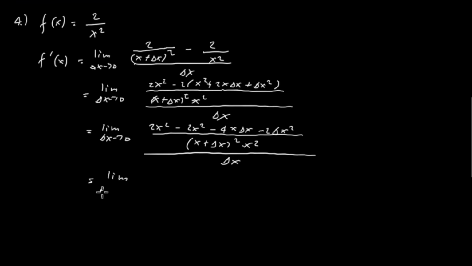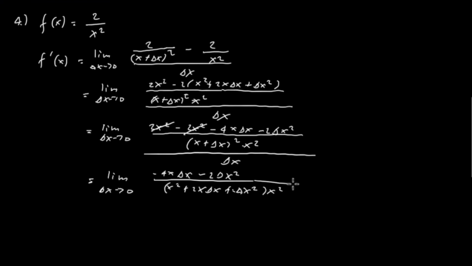The limit as delta x approaches 0. Then check if we can cancel out. If yes, 2x squared minus 2x squared, so you cancel out 2x squared and negative 2x squared. The remaining numerator is negative 4x delta x minus 2 delta x squared, and the denominator, which is simplified, is x squared plus twice x delta x plus delta x squared times x squared, and divide by delta x.